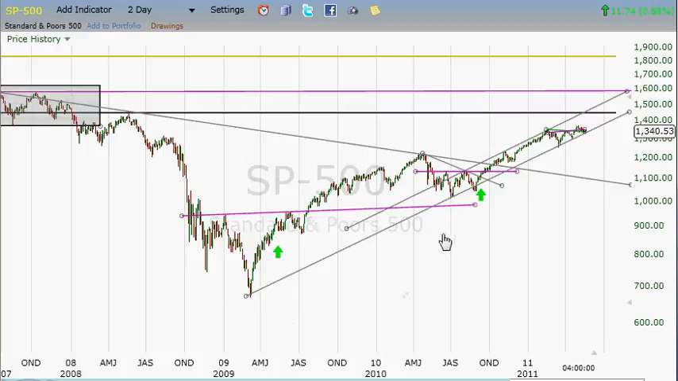Again, I remind you, this is on a semi-log chart, which I think is important to use because it shows the correct linear relationship in percent moves. In other words, a 20% move on this chart between 600 and 720 will be the same vertical height as a move between 1,000 and 1,200. So let's take a look a little bit closer now.